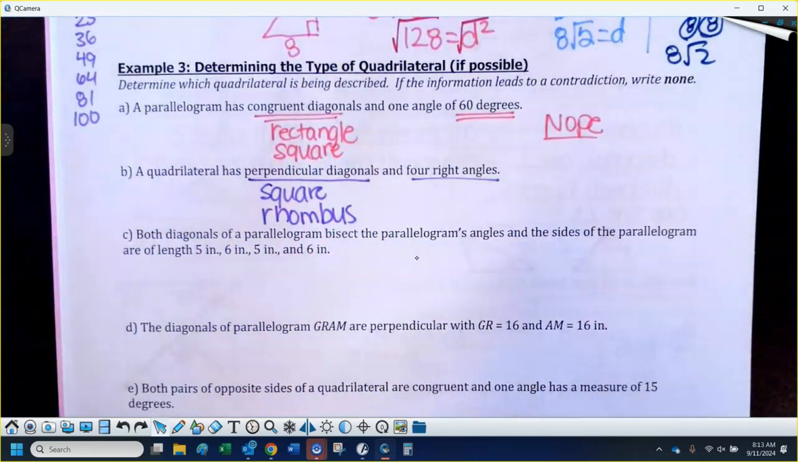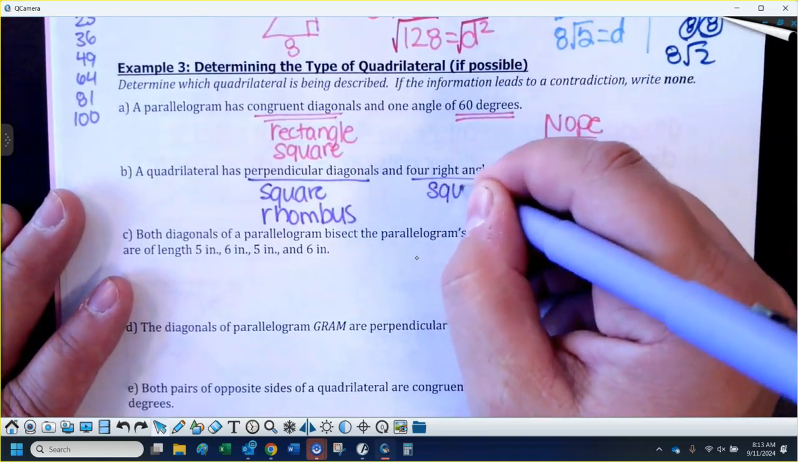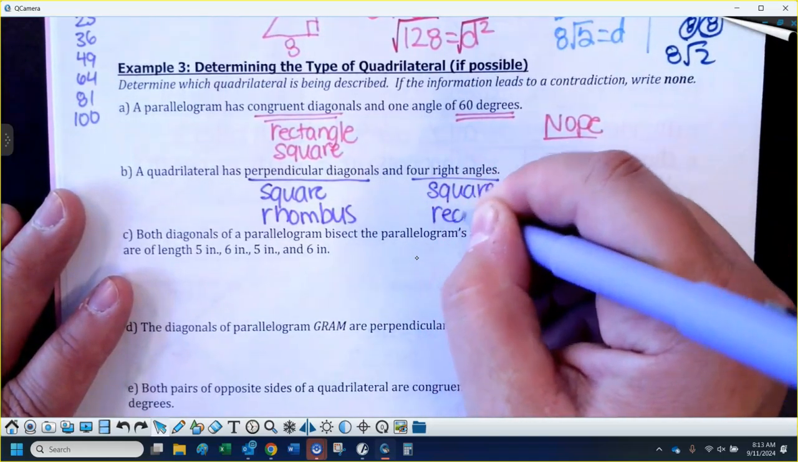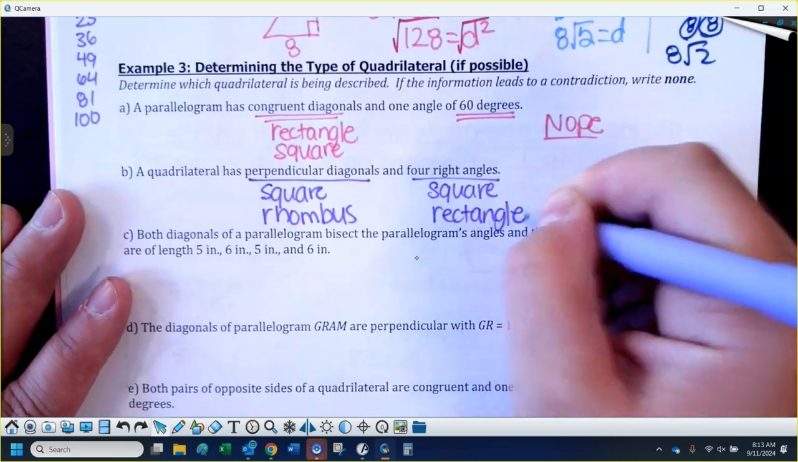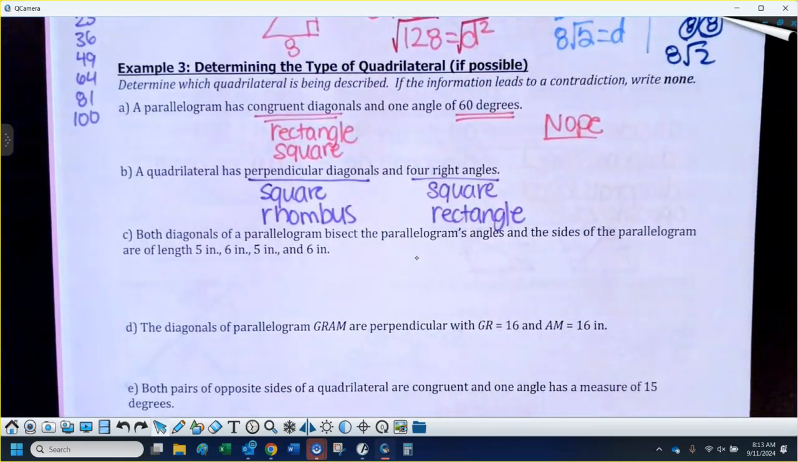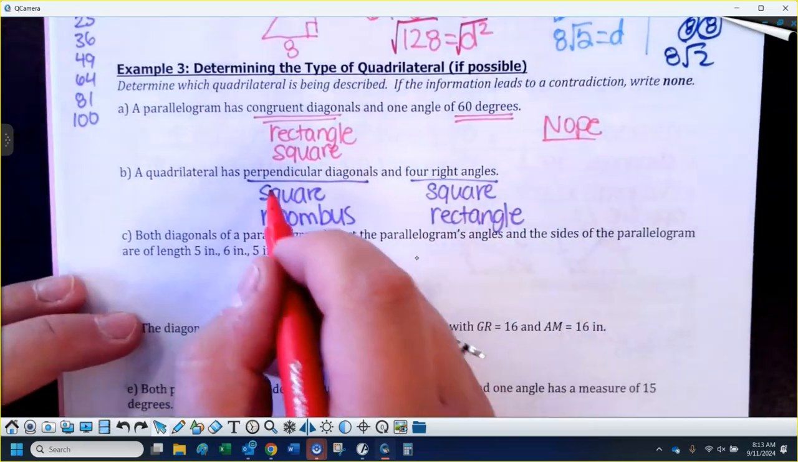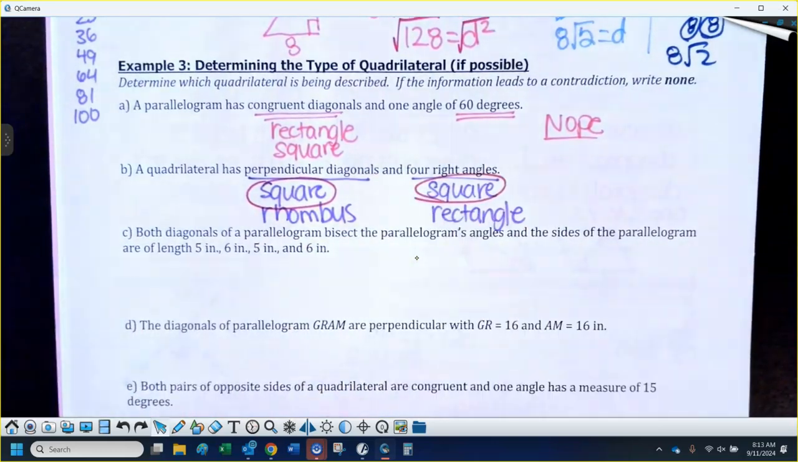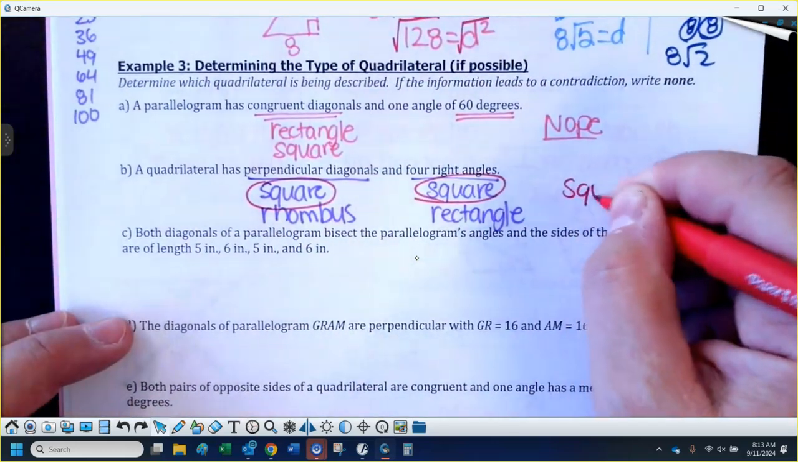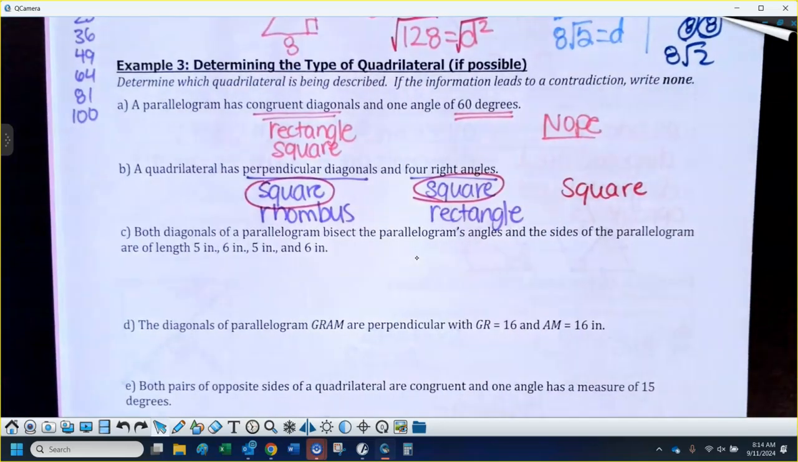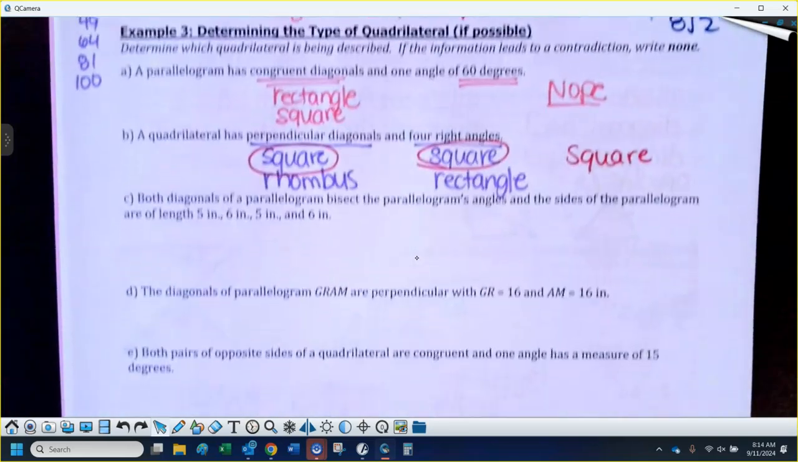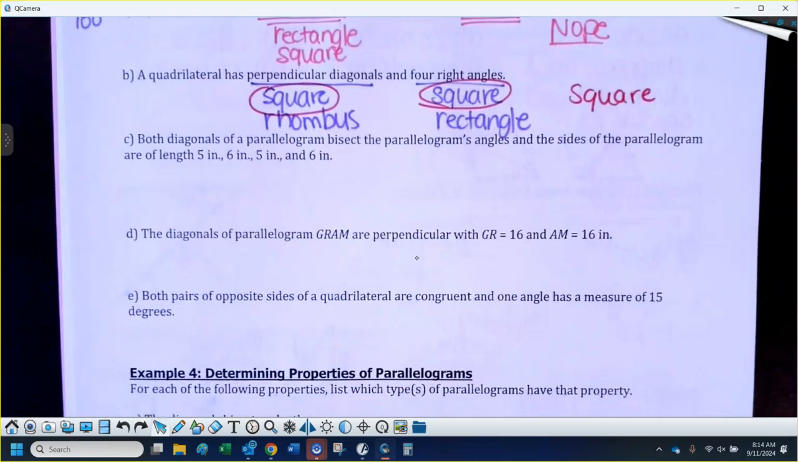Now, 4 right angles, right? We've got the square, and we've got the rectangle. So, I want one that fits both properties. I wrote square for both of these. So square would be an answer there. It has to fit both of the properties. If you don't have one that fits both, then you're done.